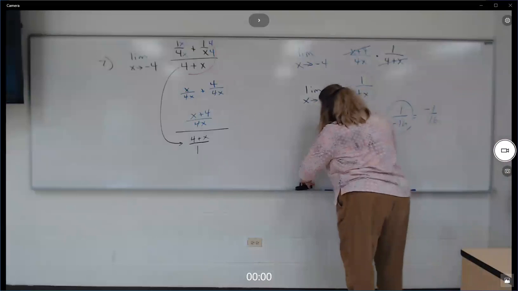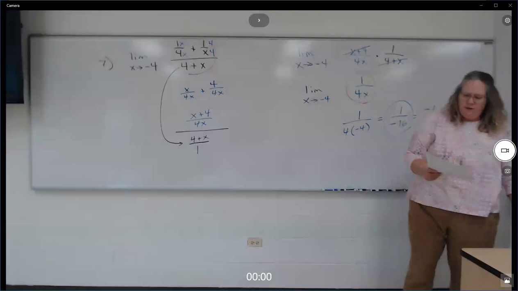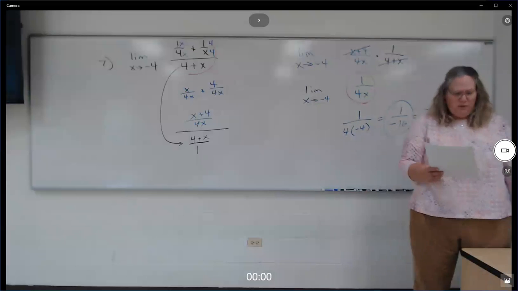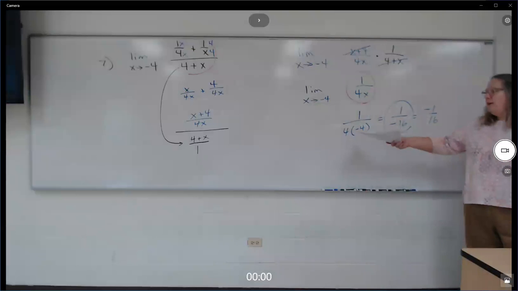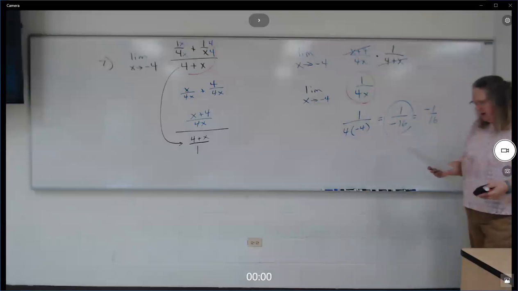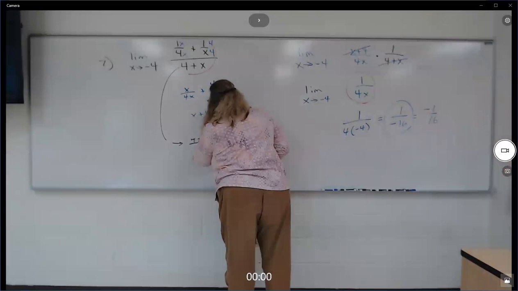Okay, so for 4 you've got to factor, 5 you're going to multiply out, 6 you're going to do the conjugate, 7 you just have to work with fractions and get a common denominator. Okay, how about 8?